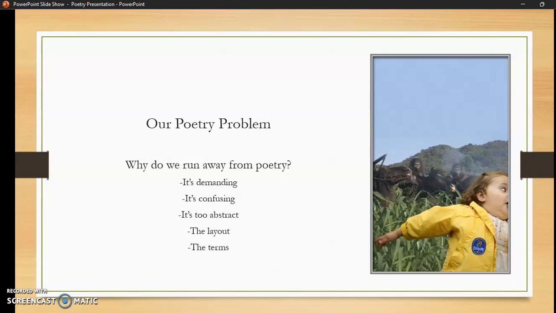It's confusing. I hear that a lot from students as well. I just don't get what this poem was about. I don't understand what was going on, so I didn't like it. And sometimes it's just too abstract, which connects to the confusing part, right?